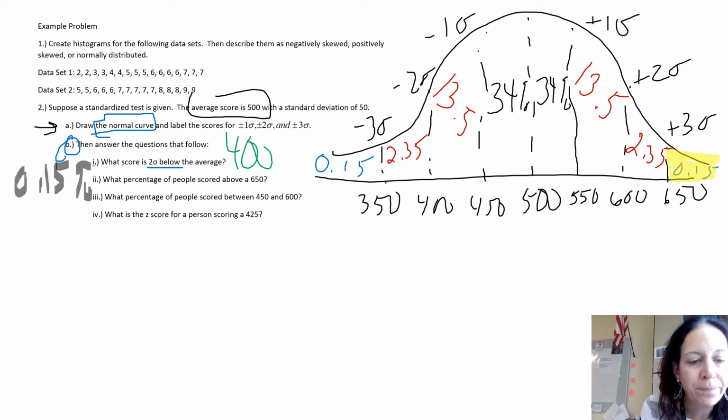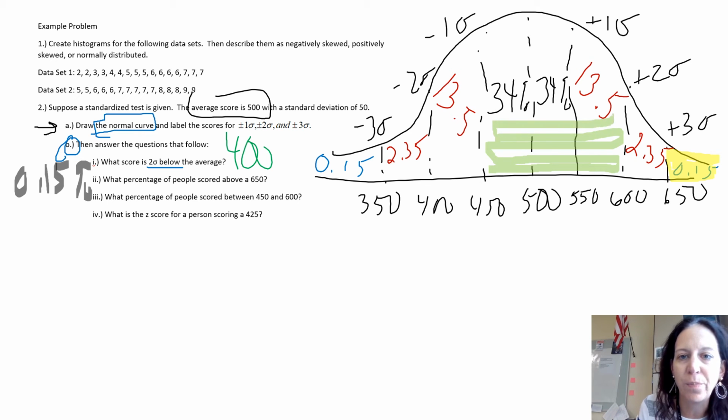The next one is what percentage of people scored between 450 and 600. So there's the 450, there's the 600. And the question was, what percent of people scored between? It's a lot of people.